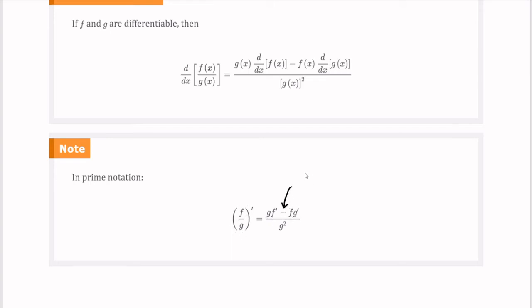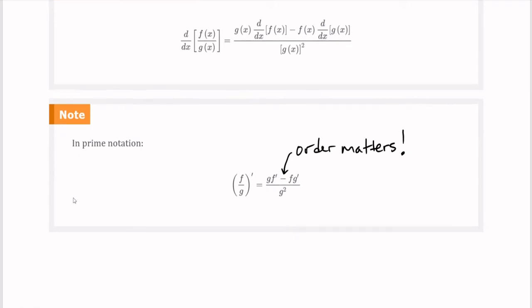Notice here, subtraction means order matters. You can't flip these two. It's not going to work because you're subtracting. So we have to remember this one exactly as it is, over g squared. Okay, so what's the kind of thing? You might find other things online, but the one that I had learned was low d high minus high d low over low squared.